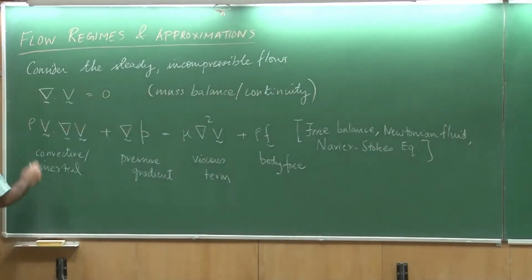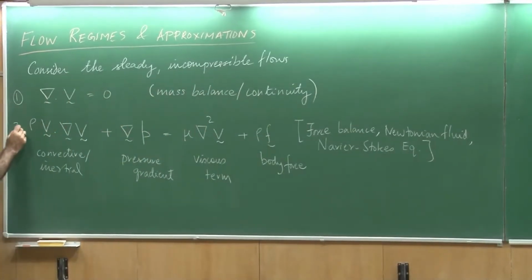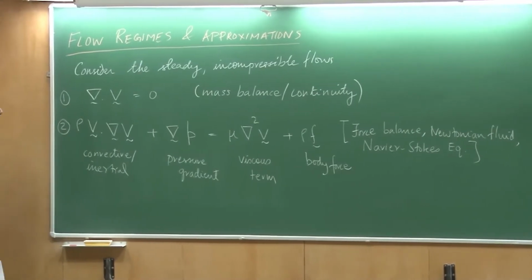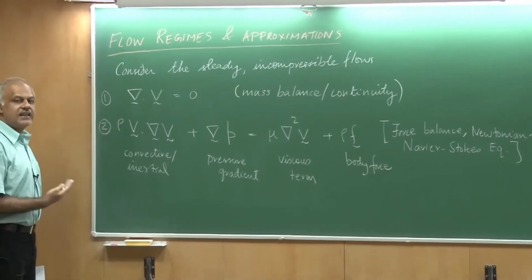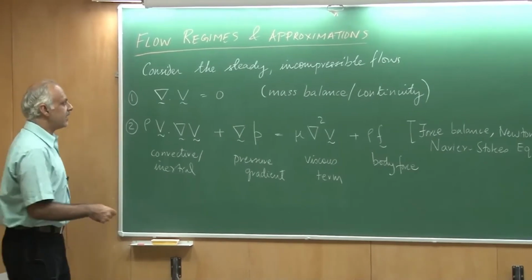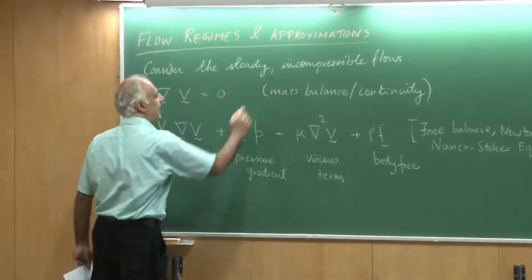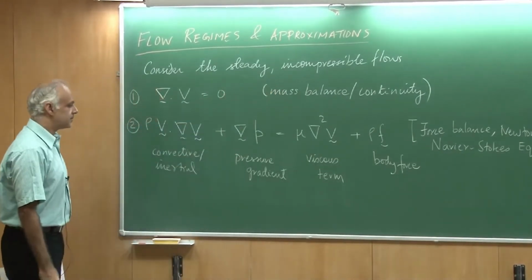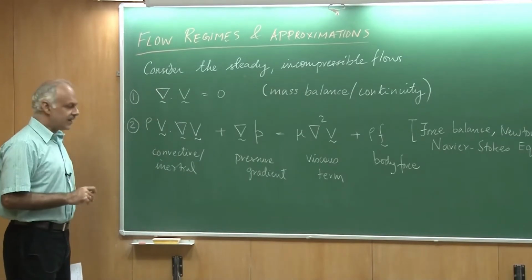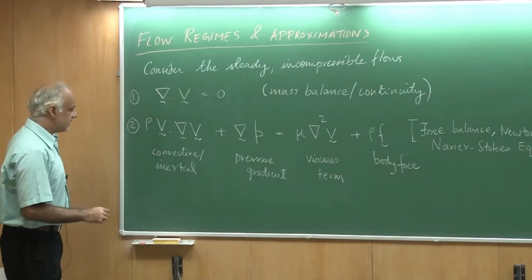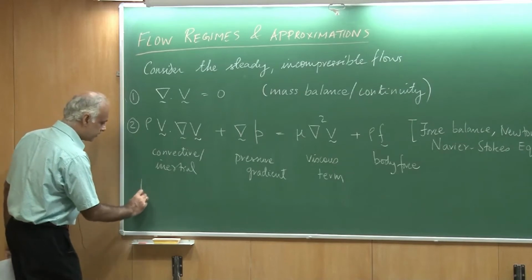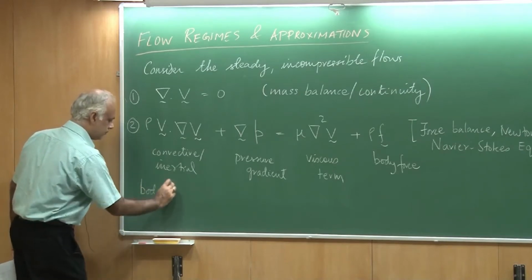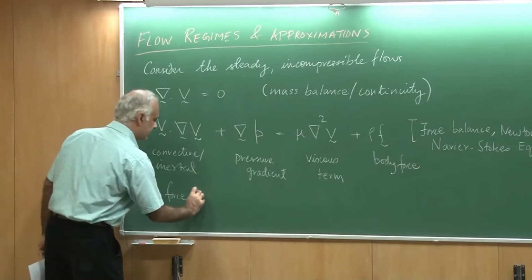Let me number these equations. This is 1 and this I will call 2. So, these are fairly general equations as far as a steady flow is concerned, and it is assumed to be incompressible. Now, let me make another assumption, which is that the body force is conservative.